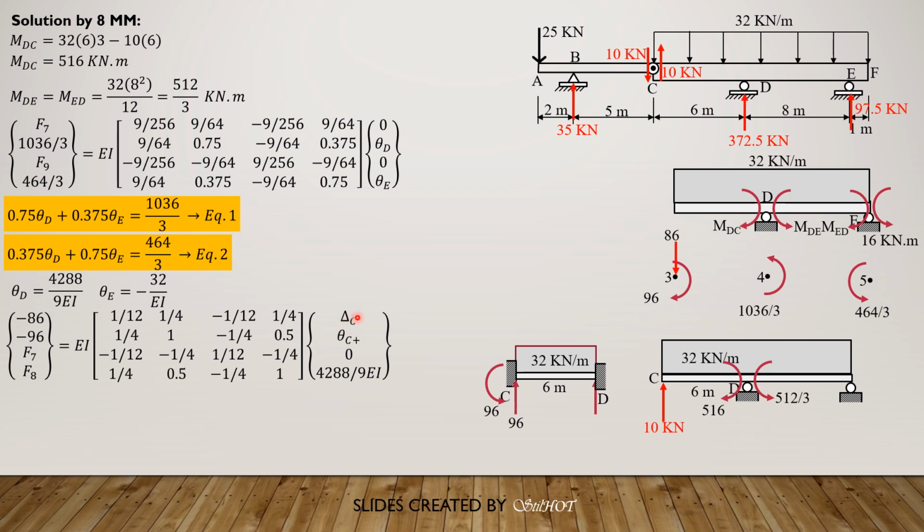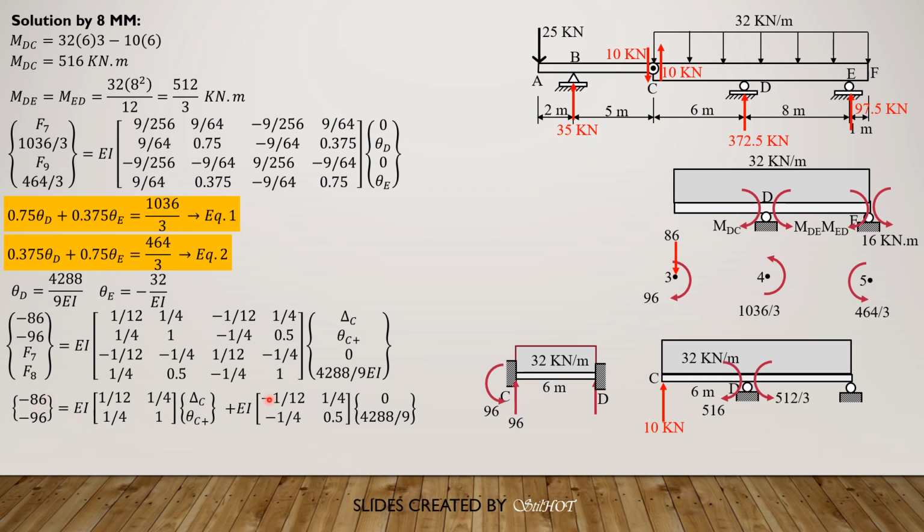So then we have delta C unknown here, theta C just to the right, then 0 because there's no displacement at B, and theta D is 4288 over 9 EI, which we have just computed from here. So we expand the first two rows: negative 86, negative 96. Then we have EI times the quantity 1 over 12, 1/4, 1/4, 1, then delta C, theta C just to the right, plus EI times the quantity negative 1/12, 1/4, negative 1/4, 0.5 of the quantity 0, 4288 over 9 EI.